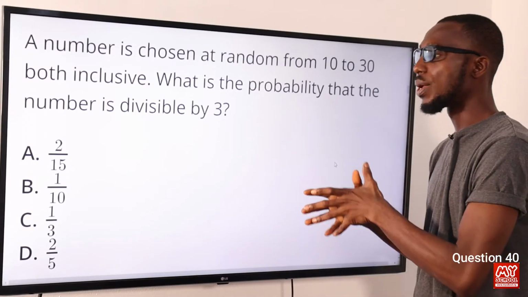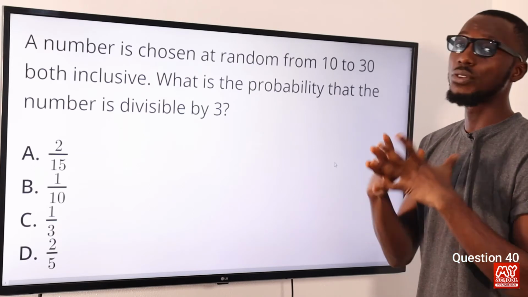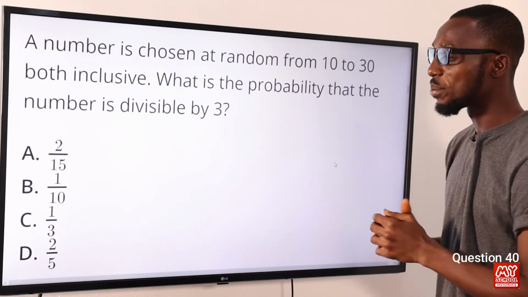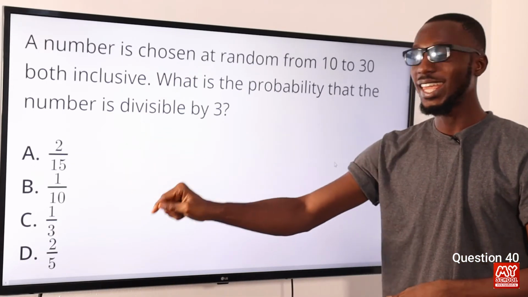So that is 7 over 21. That is 1 over 3. So which of the options carry 1 over 3? That is option C. So option C again is the correct option.